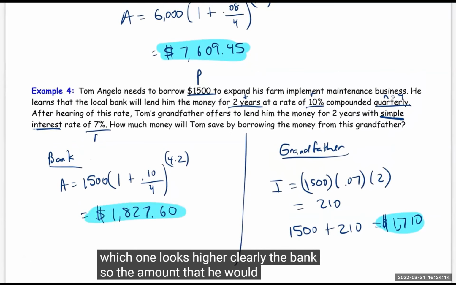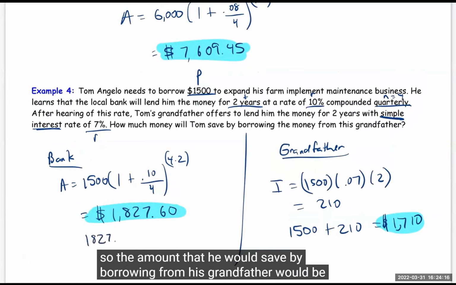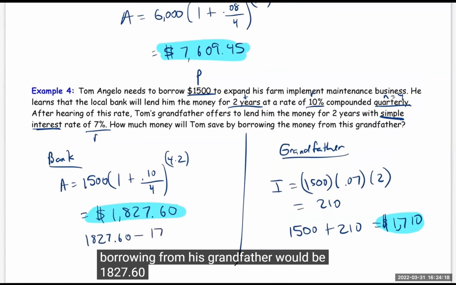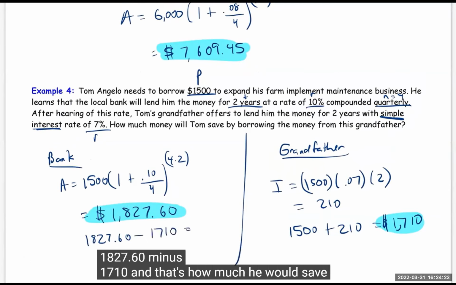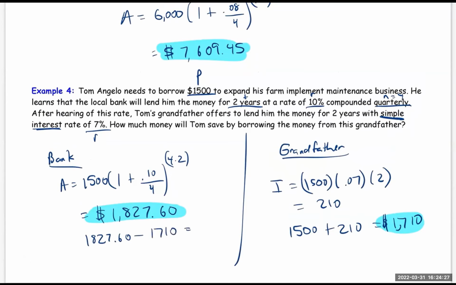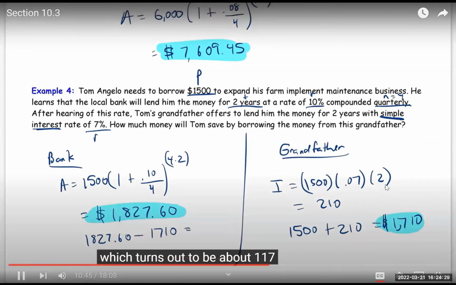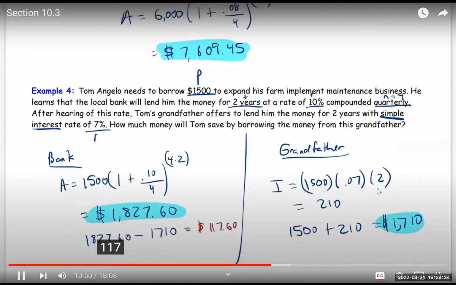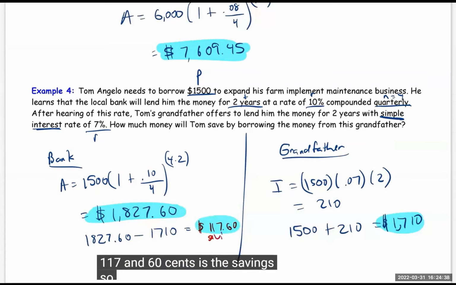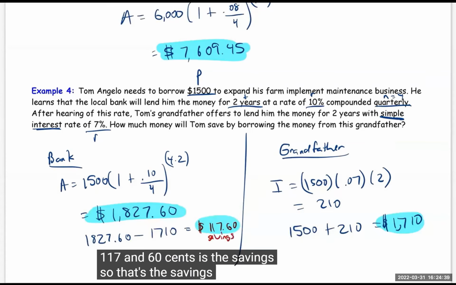So the amount that he would save by borrowing from his grandfather would be 1,827.60 minus 1710, and that's how much he would save, which turns out to be about $117.60. $117.60 is the savings, if he borrows from his grandfather instead of the bank.